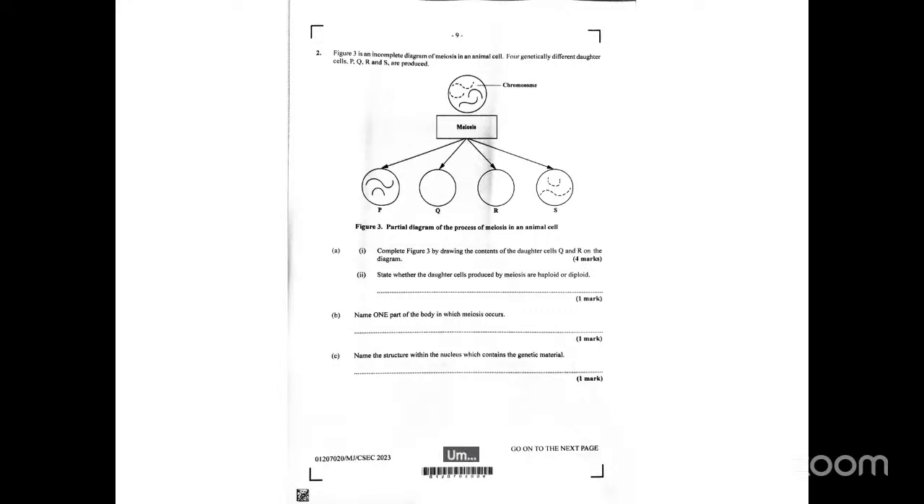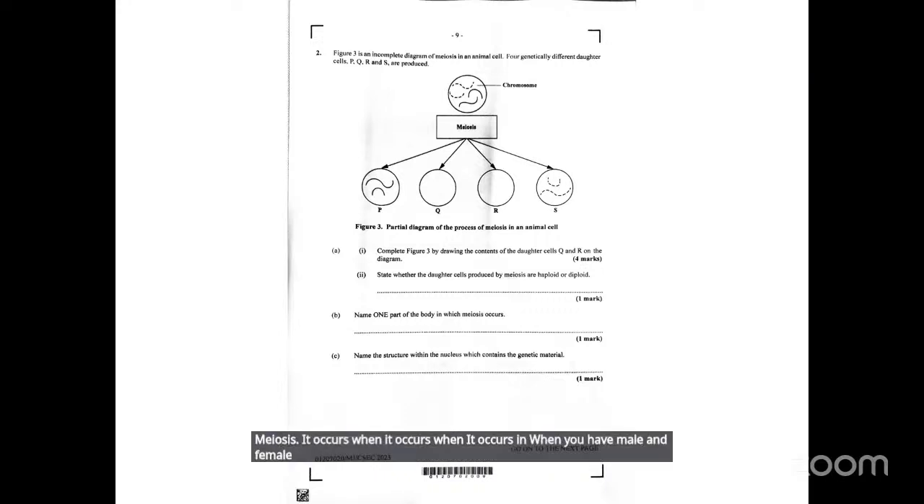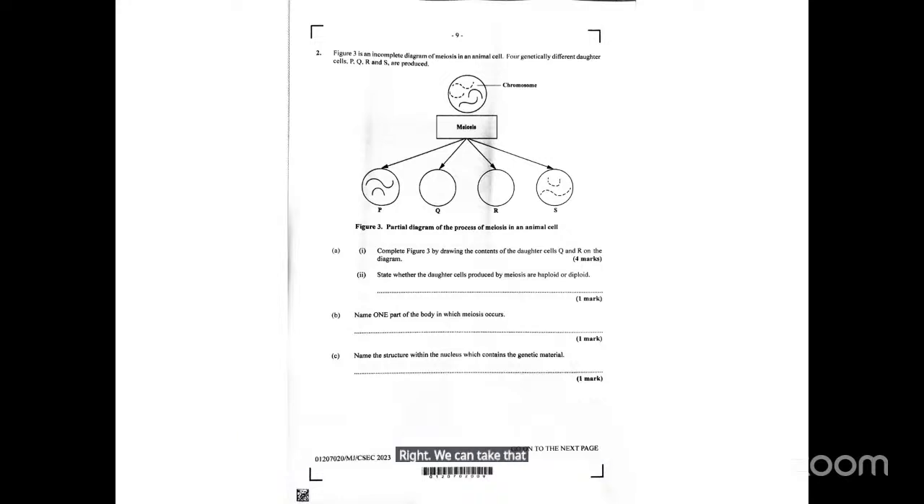So meiosis, sir, occurs in bodies that have male and female gametes, sir. So like sexual reproduction, and then mitosis occurs in asexual reproduction. We can take that. Anybody else?